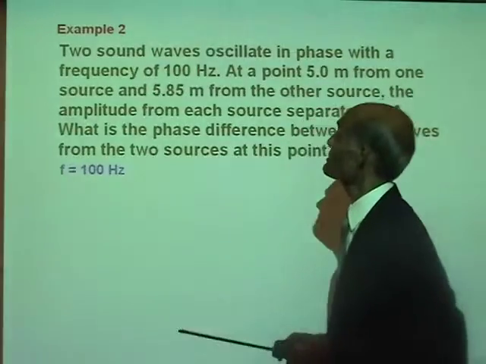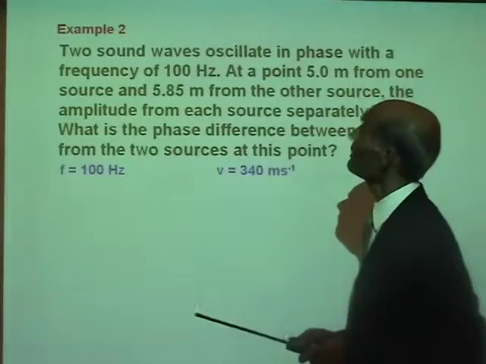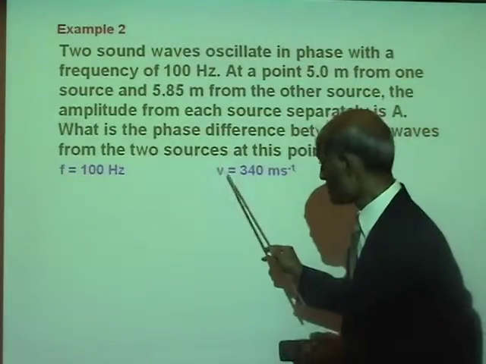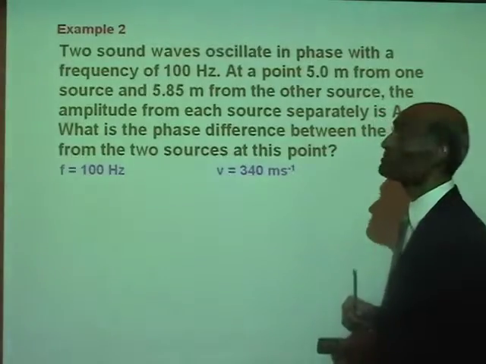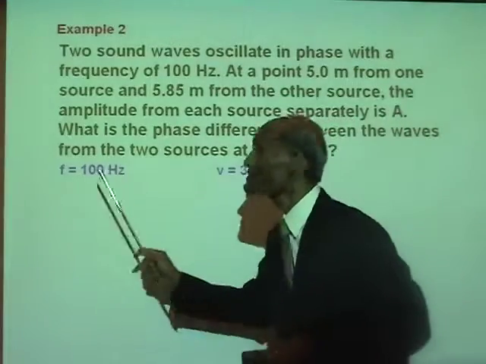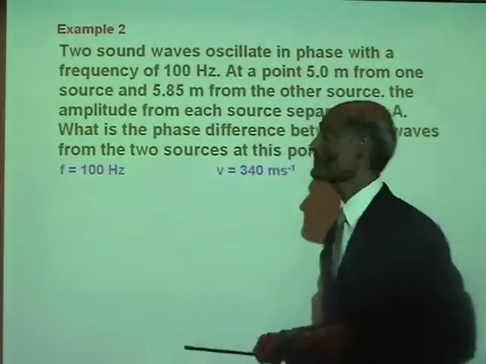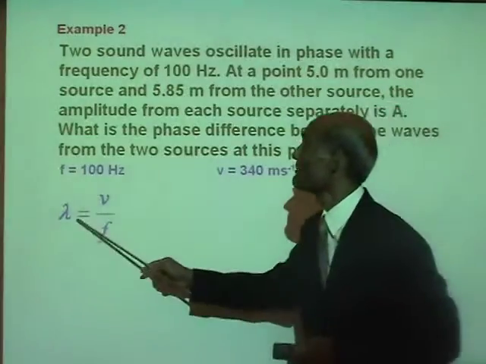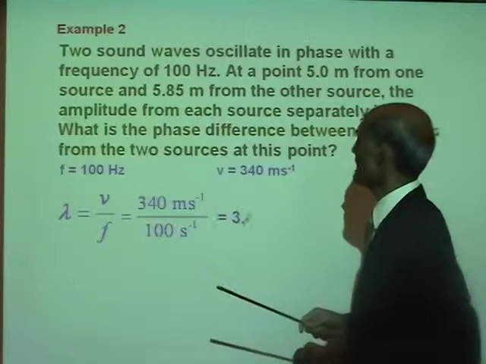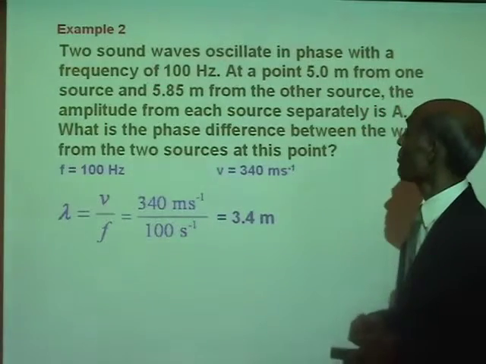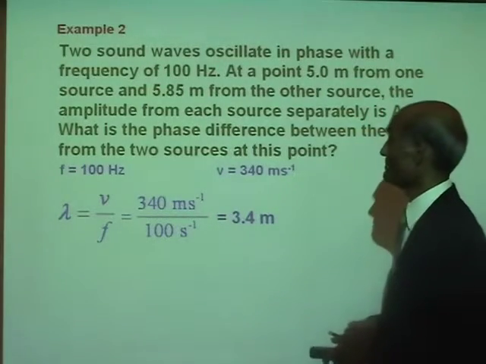The frequency of the sound is 100 Hz. And of course, this is sound. The speed of sound at room temperature is 340 meters per second, which will help us to find the wavelength, right? Alright, so wavelength is V over F, which is 340 divided by 100, is 3.4 meter.